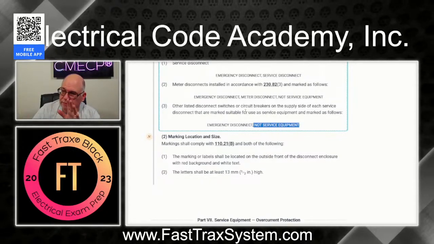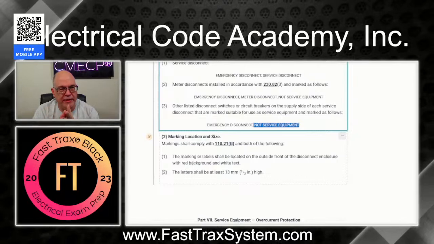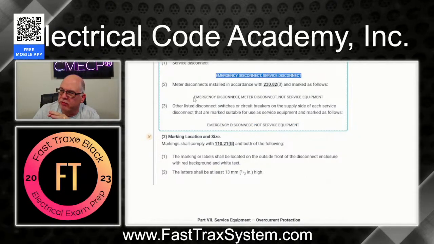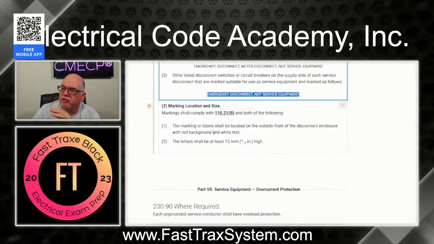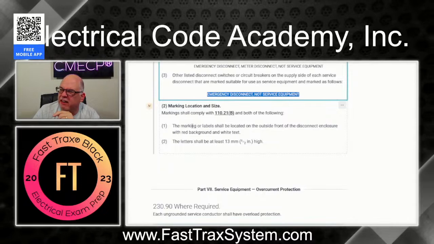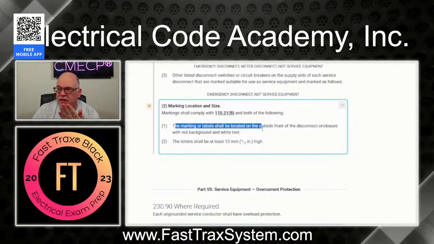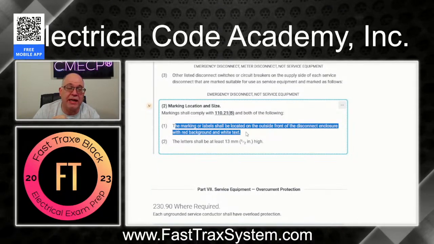All right. Now, what about the marking? All this you see here is exactly what you're going to print on these labels or these little markers, okay? Down here, it's the location and the size. So right here, it says this marking or label shall be located on the outside front of the disconnect enclosure with red background and white letters.